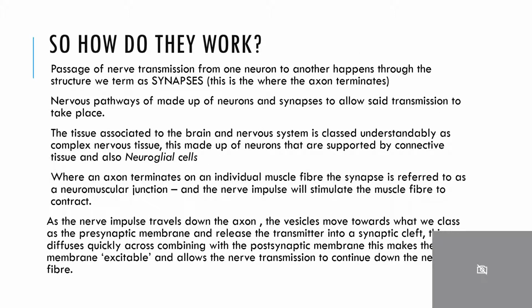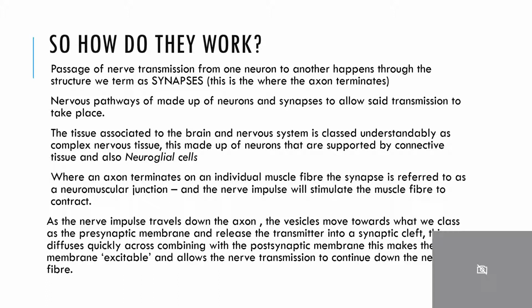So how do they work? The passage of nerve transmission from one neuron to another happens through the structure we term synapses, and this is where the axon terminates. The nervous pathways are made up of neurons and synapses to allow said transmission to take place. The tissue associated to the brain and nervous system is classed understandably as complex nervous tissue, and this is made up of neurons that are supported by connective tissue and also neuroglial cells.